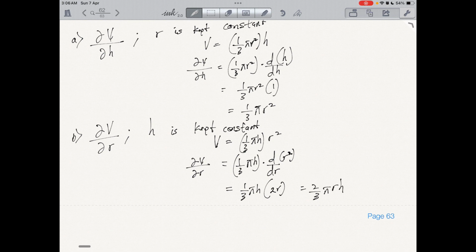In our next video, we will be taking a look at second order partial derivatives.